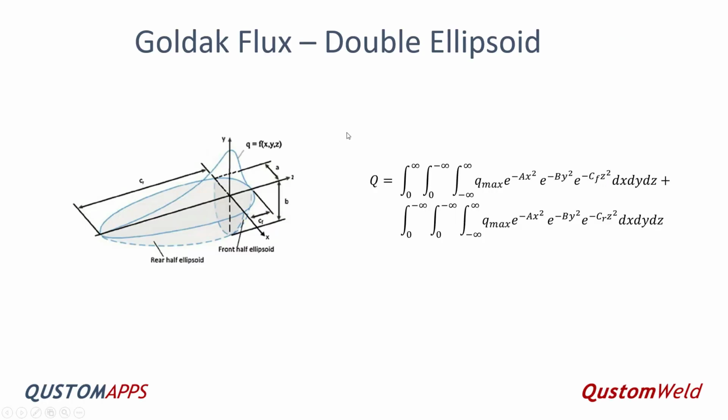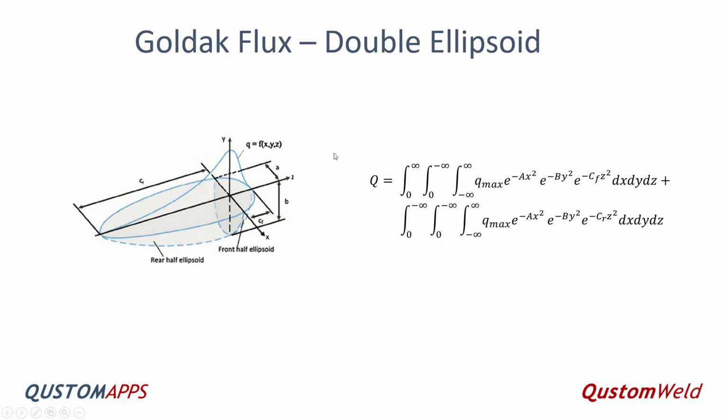All right, so Goldak is just a way of representing the heat flux that is put in when depositing a weld into a structure. The standard shape is this double ellipsoid, which has an ellipsoid shape from the center of the torch to the front of the torch, and then a separate ellipsoid shape from the center to the back of the torch. It's essentially defined by these parameters A, B, CF, which is in the front of the torch, and then CR, which is toward the back of the torch.